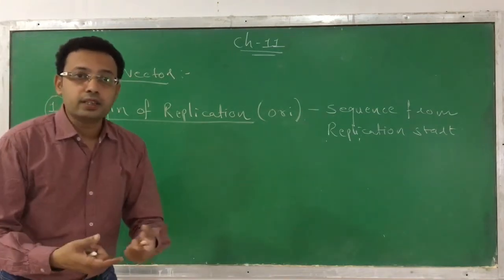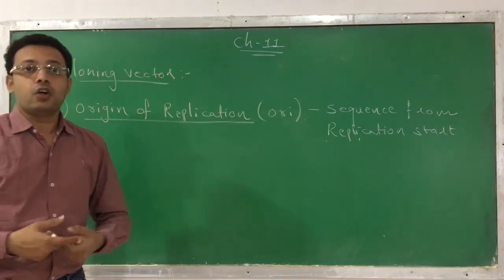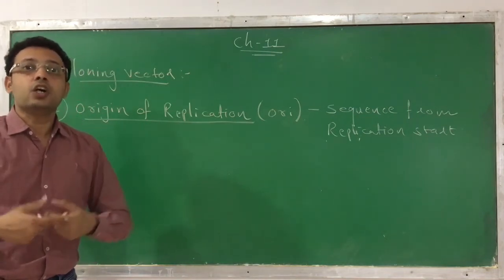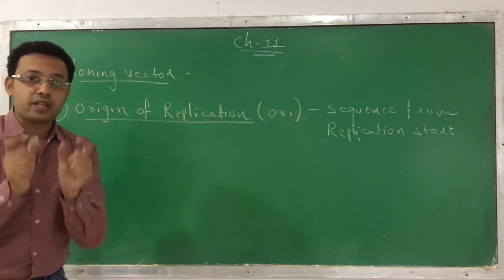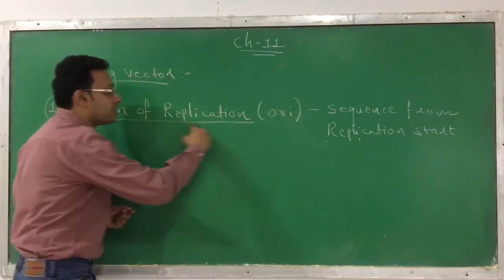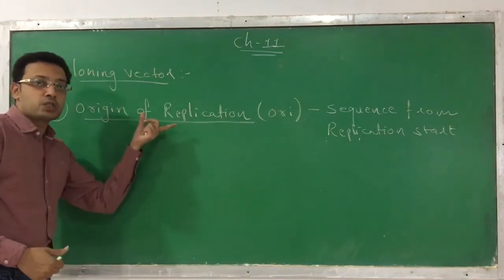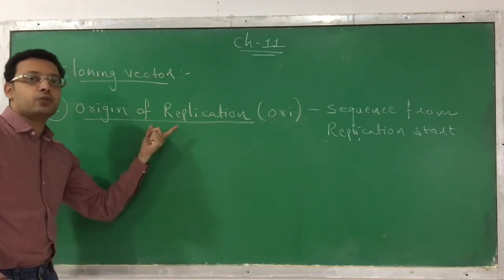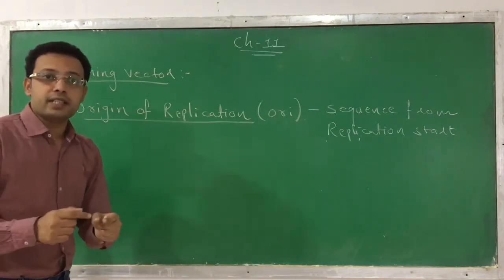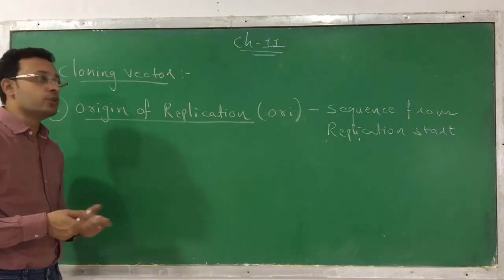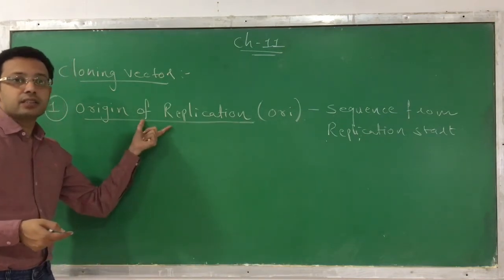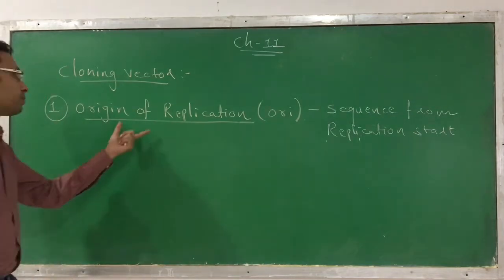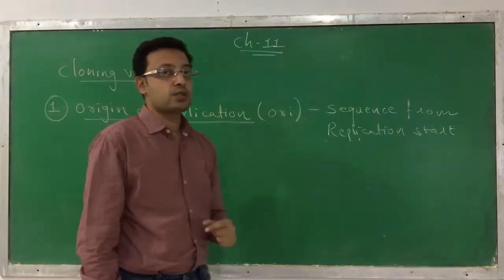Now to clone this recombinant DNA, or to make copies of this DNA, or to replicate it, the foreign DNA should link with this origin of replication, because from this sequence the replication starts. So whatever foreign DNA is introduced should link with this origin of replication, and that's why the vector should possess this origin of replication.